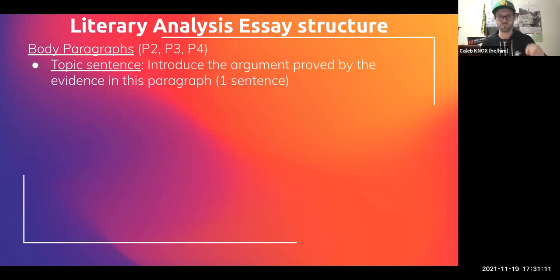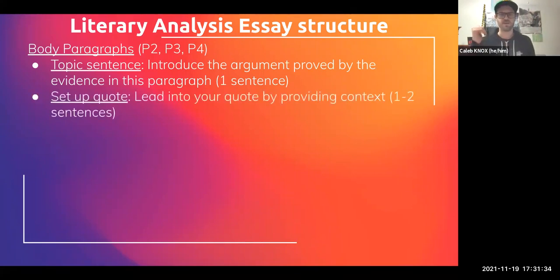Again, with all of this writing, all of this analysis, essays, RACECE paragraphs, etc., the goal is to be clear and thorough. And if you follow this organization and you do it well, you're at least going to make sure that you're being very, very clear. So topic sentence introduces the argument proved by the evidence in this paragraph. Then you want to set up your quote. It says lead into your quote by providing context. Now, odds are that I have read the piece that you're writing about a whole lot of times.